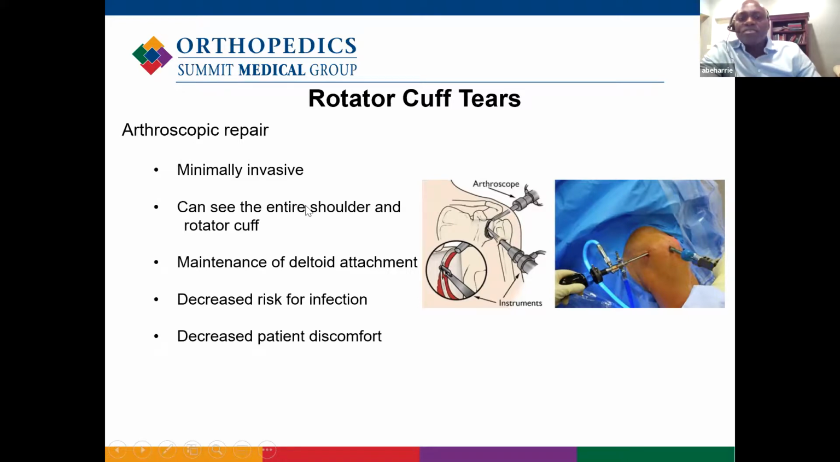The camera allows us to see the entire shoulder. We can actually see the shoulder much better arthroscopically than you can if you try to do a big open procedure. With the older techniques where you have a big scar, you would have to detach the deltoid, remove the deltoid in order to look inside the shoulder. With an arthroscopic technique, we no longer have to do that, and that allows for less pain. There's also less risk of infection.